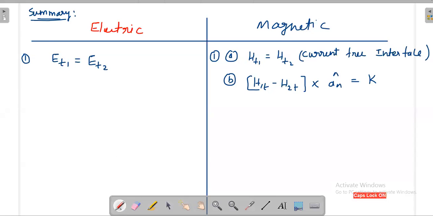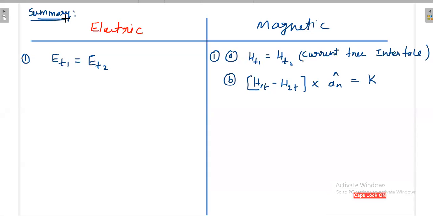Next, what is the condition? Next condition is electric flux density. Okay, so electric flux density DN1 is equal to DN2 at a charge free interface. Okay, but whenever you are having surface charge density rho s, DN2 minus DN1 is equal to rho s.